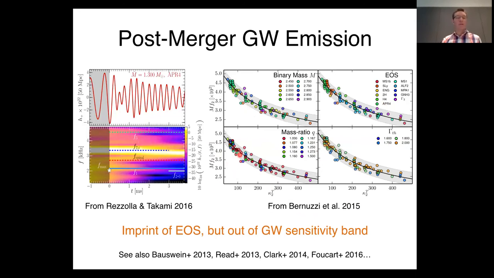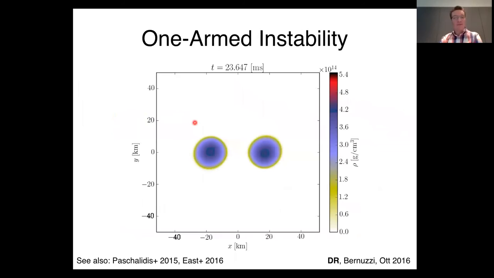So if we are able to measure these frequencies, we would be able to place constraints on the tidal deformability of neutron stars. Unfortunately, these frequencies typically fall out of the sensitivity band of gravitational wave detectors, so it's a bit unlikely that we will observe them, at least until third generation gravitational wave detectors come online. I think I will skip this because I'm running out of time.